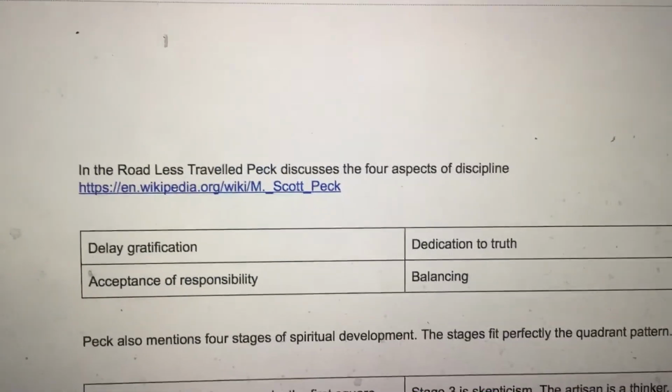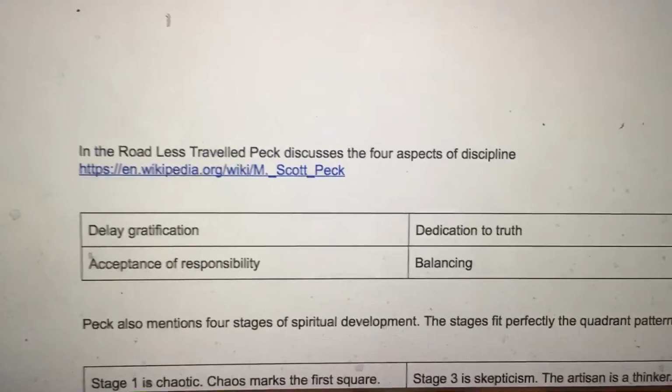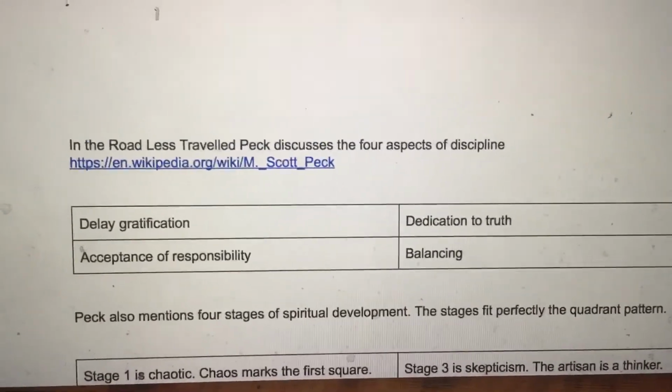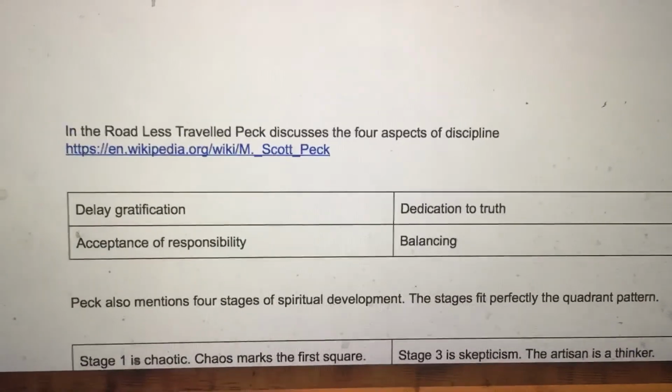In The Road Less Traveled, Peck discusses the 4 aspects of discipline: delay of gratification, acceptance of responsibility, dedication to truth, and balancing.